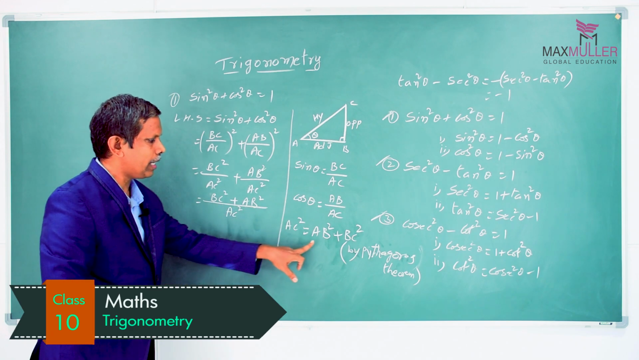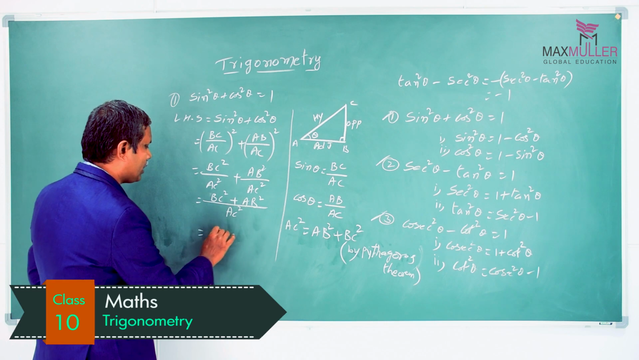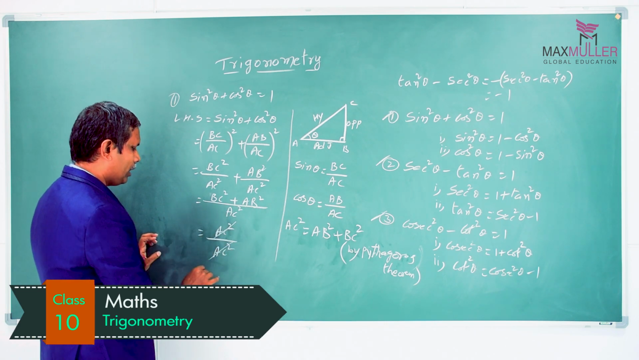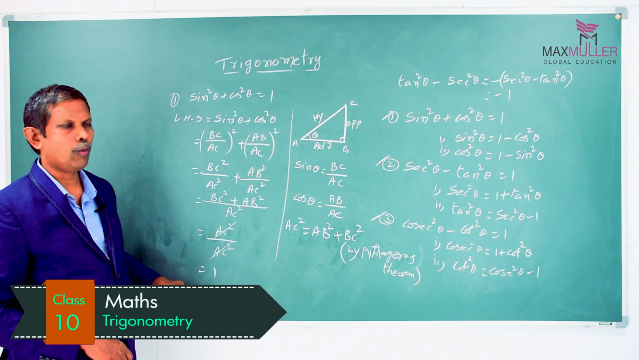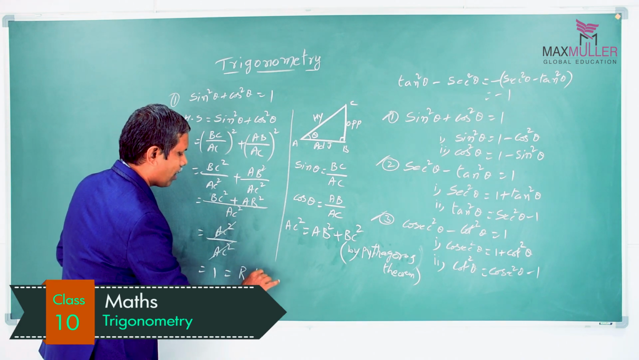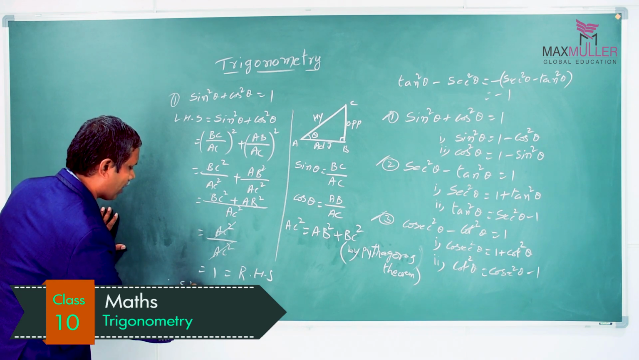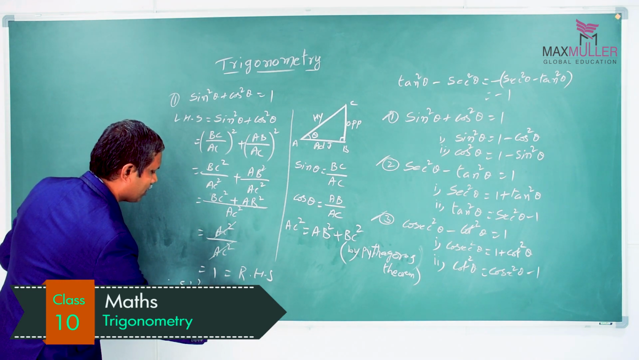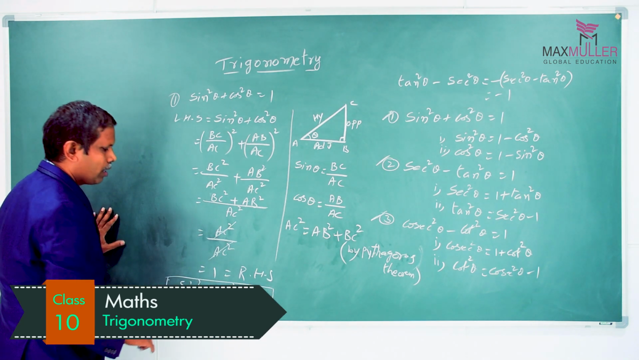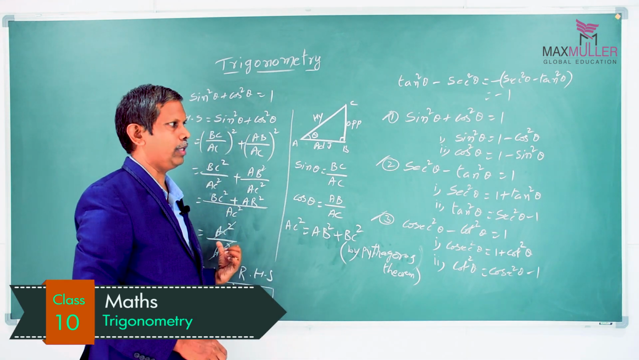BC square plus AB square is nothing but, again from the Pythagoras theorem, AC square. So AC square by AC square. Finally these two cancel, and you will get 1. So that is our RHS. Therefore sin square theta plus cos square theta is equal to 1. So this is the first identity. Using these ratios only, you can prove this.